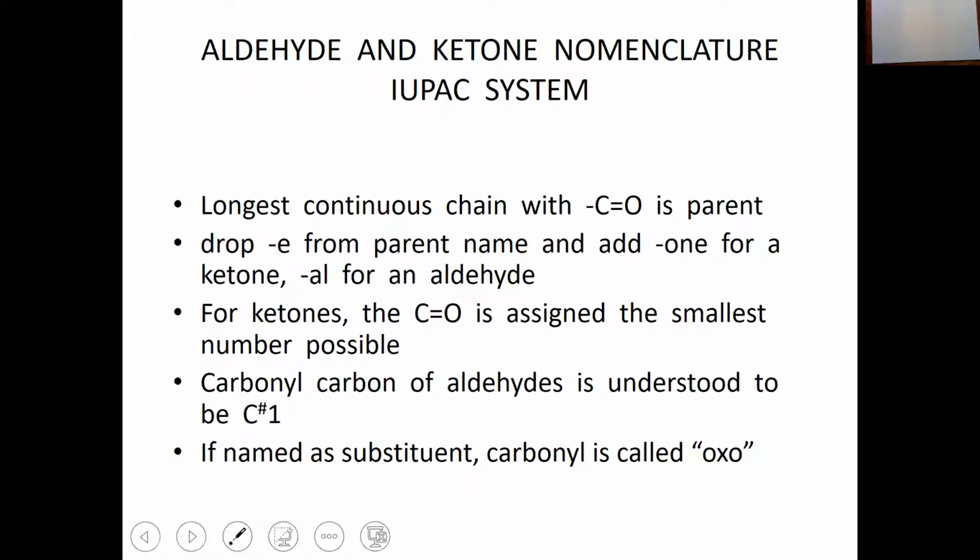The IUPAC nomenclature system makes more rules, obviously. The longest continuous chain with the C=O is the parent. It ends with -one if you have a ketone, or -al if you have an aldehyde on your parent chain. The C=O is given the smallest number possible for a ketone, but it's understood to be carbon 1 of an aldehyde because the aldehyde is always at the end of the chain. If you have a higher priority functional group present, so that you have a different parent chain name, you name an aldehyde or a ketone as an oxo substituent. Let's walk through a couple.